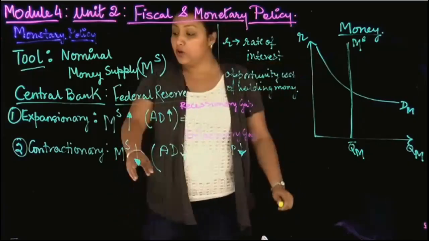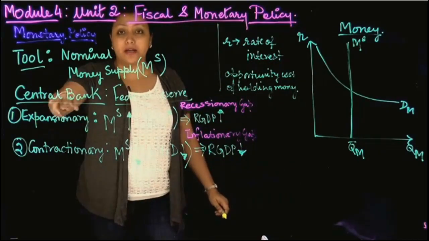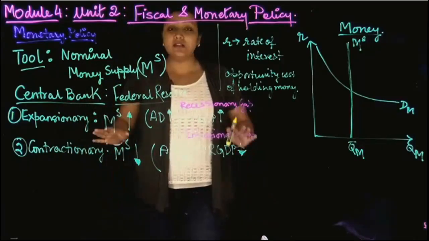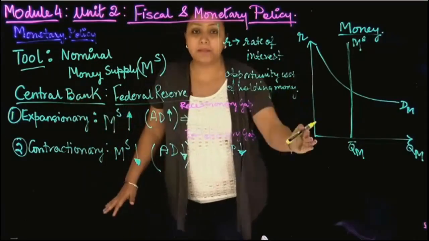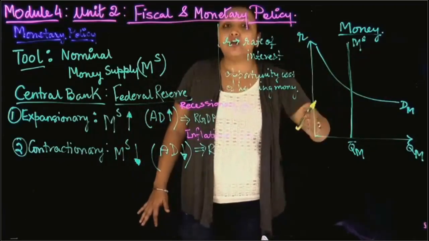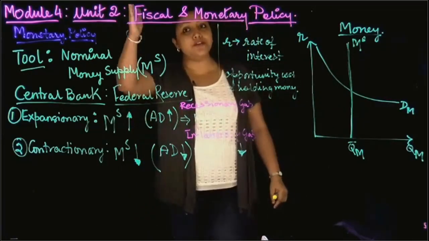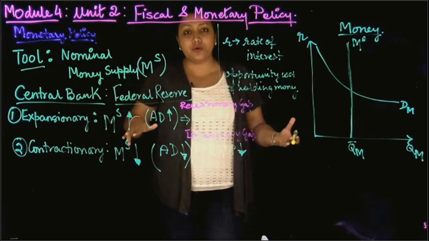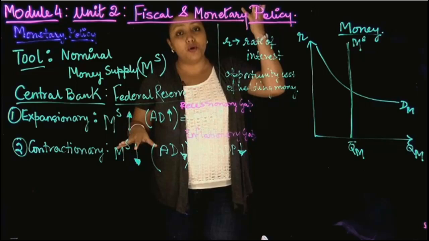Why is it fixed? Because it is determined by the central bank of the country, Federal Reserve in case of United States. So it is independent of what is happening to the rate of interest. The demand for money is dependent on the rate of interest. If the rate of interest goes up, people will demand less cash. If the rate of interest goes down, people will demand more cash.